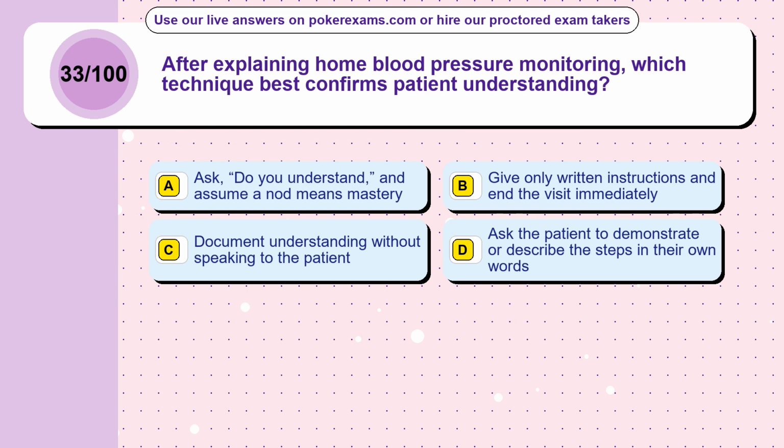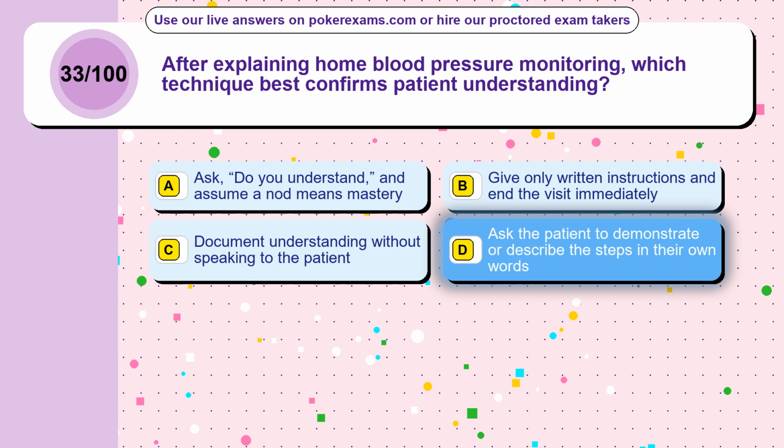Question 33. After explaining home blood pressure monitoring, which technique best confirms patient understanding? Option A. Ask, "Do you understand?" and assume a nod means mastery. Option B. Give only written instructions and end the visit immediately. Option C. Document understanding without speaking to the patient. Option D. Ask the patient to demonstrate or describe the steps in their own words. The correct answer is option D.